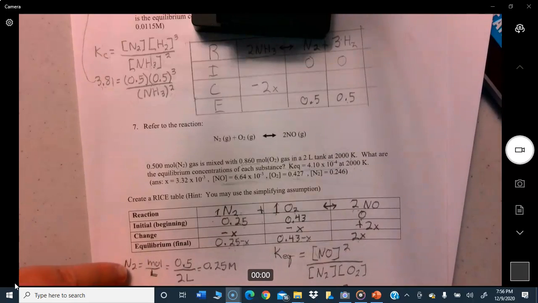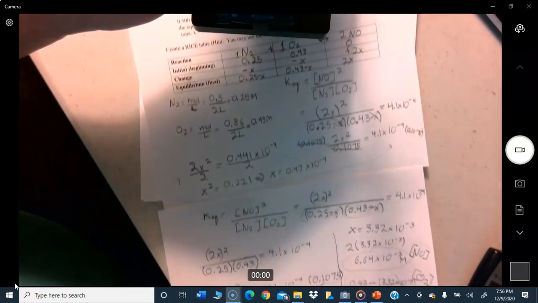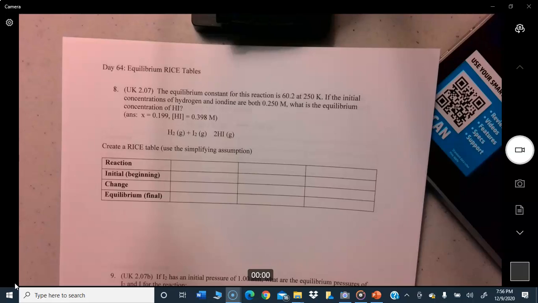All right, so that was 7. It was everything. Let me show my camera. Everything you see here and all the way down there. Okay, that's a full page to do that problem. Okay, let's move on to 8.